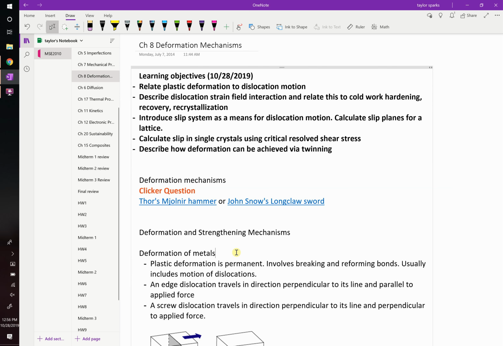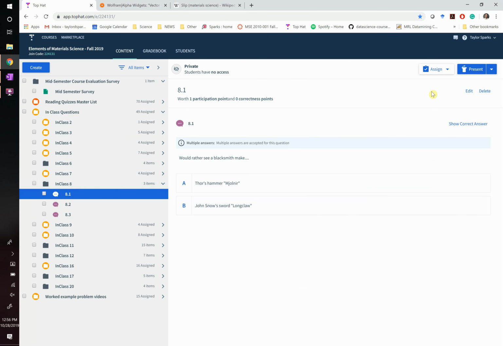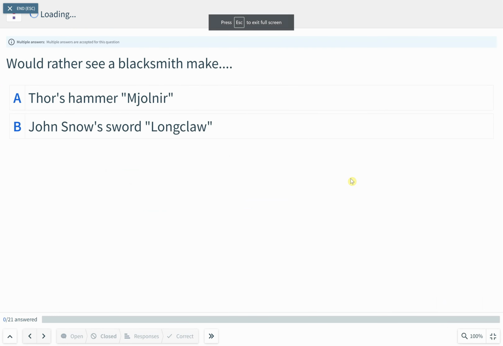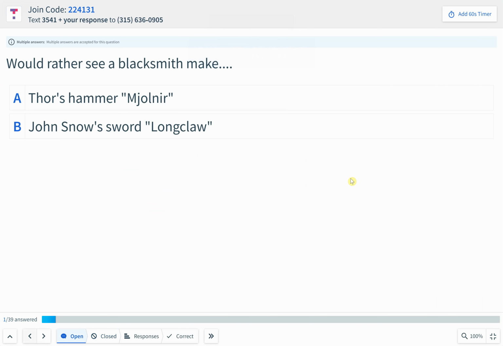So to start with, I have a question for you: how should we learn about deformation mechanisms? Should we do it via Thor's hammer, Mjolnir, or Jon Snow's sword, Longclaw? This is the most important decision you'll make today. You misspelled Jon Snow. Did I really? Hey, I listened to the audiobook. I never actually saw it spelled out. I don't know how you spell his name.